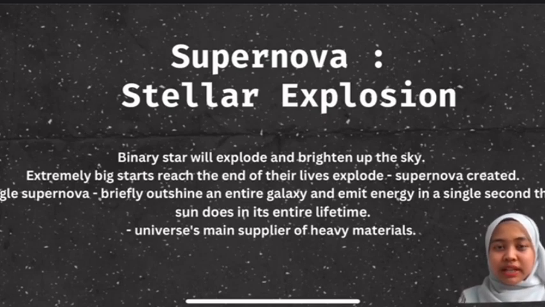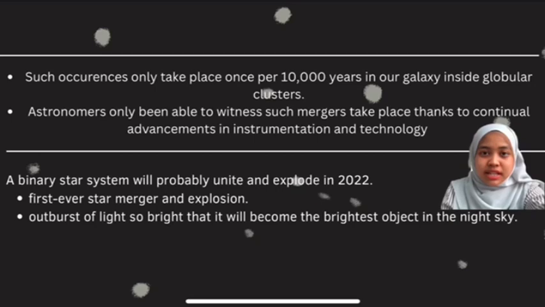Supernovae are incredibly uncommon things to happen. A single supernova can briefly outshine an entire galaxy and emit more energy in a single second than the sun does in its entire lifetime. Additionally, they are the universe's main supplier of heavy materials. According to NASA, supernovae are the greatest explosions that occur in space.